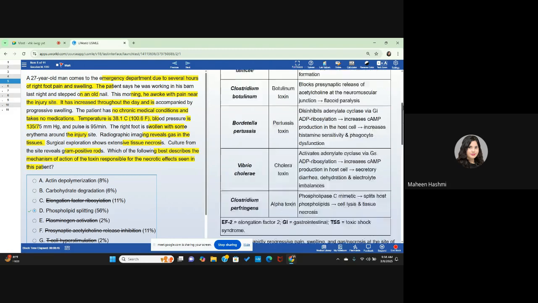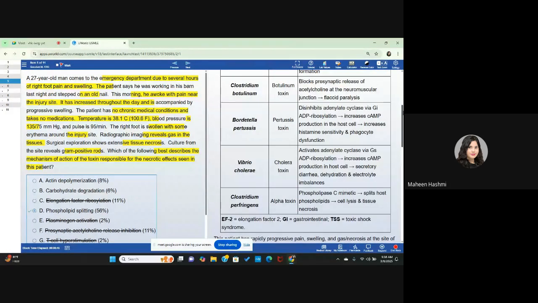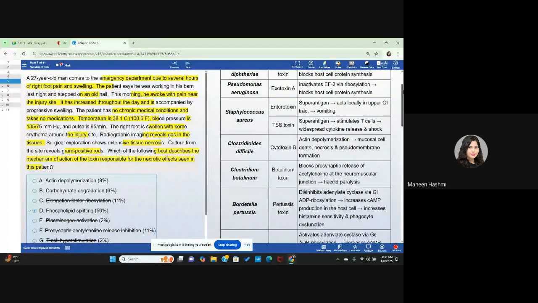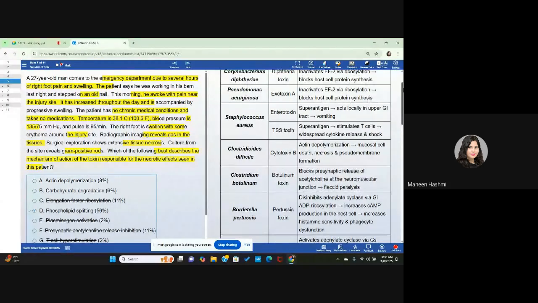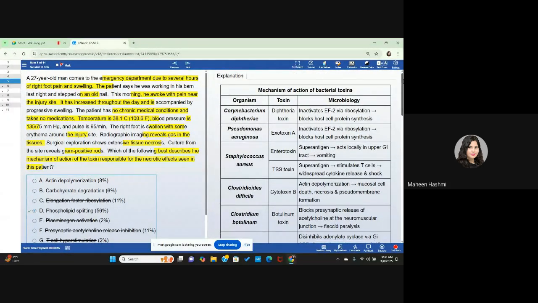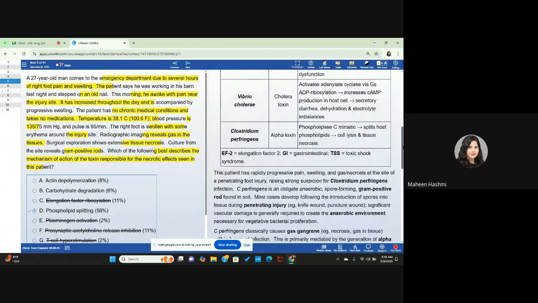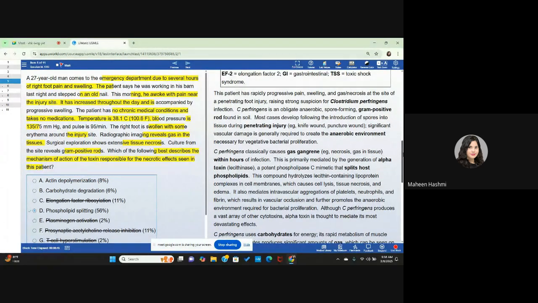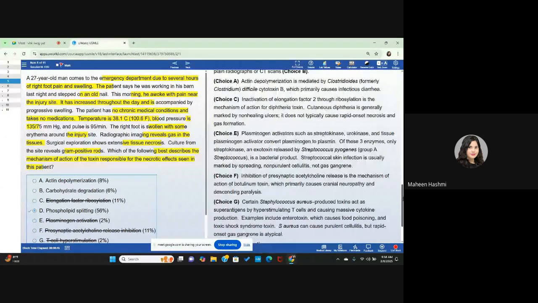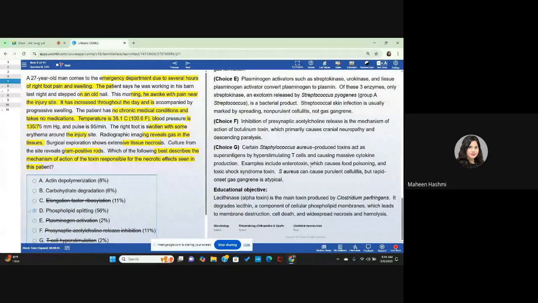So all of them are very high yield for you to remember. These bugs are really important in how they work. What are they blocking? What are the clinical features of that? And how do you control them? So that's very important for you to remember. We talked about nothing built on a concept. It's just rote memorization. You just have to memorize how they're functioning.